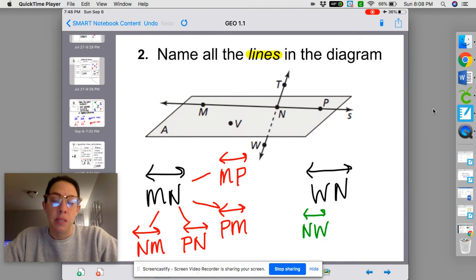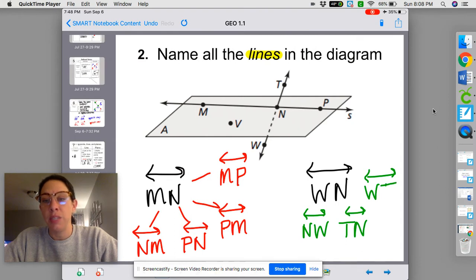And I probably missed some of the different ways to name it. So, like I said, line NW, line TN, line, what else did I choose? WN or WT, all naming that same line up there.